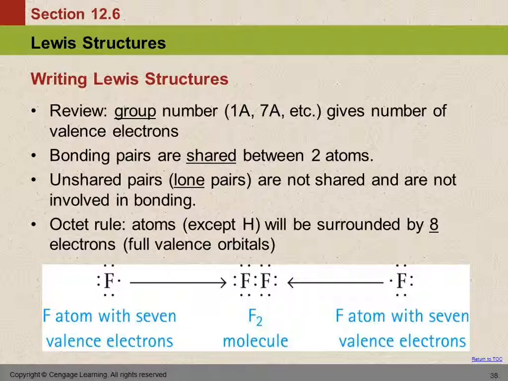So this fluorine counts all of those electrons as belonging to him. He's like, cool, I've got 2, 4, 6, 8. I've got 8 valence electrons. This is good, I'm happy. And the other fluorine can also count the shared electrons, and he's happy too because he's got 8.